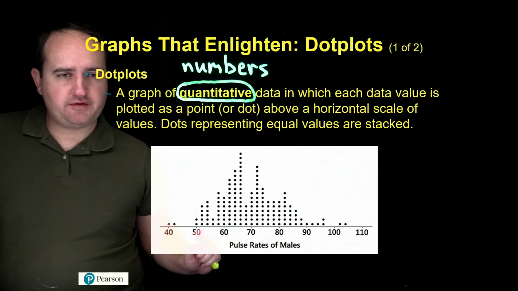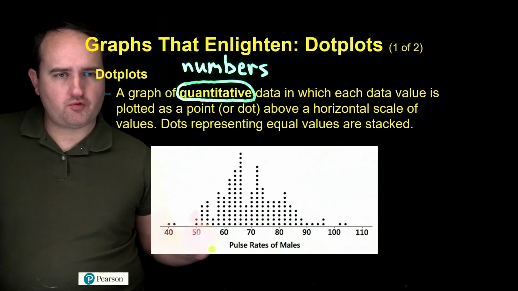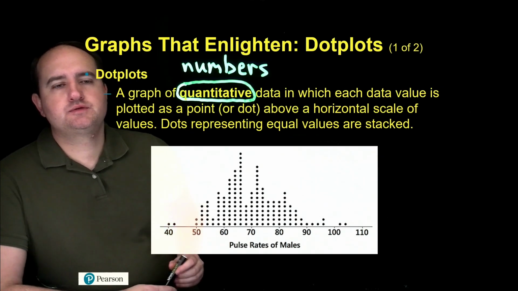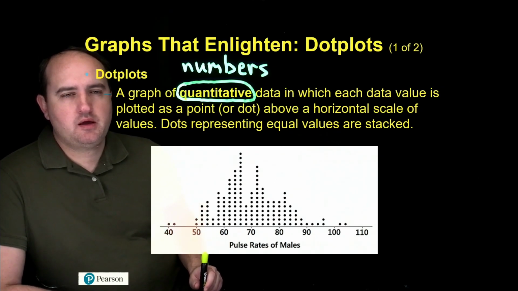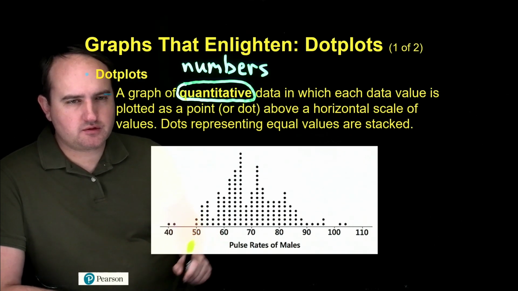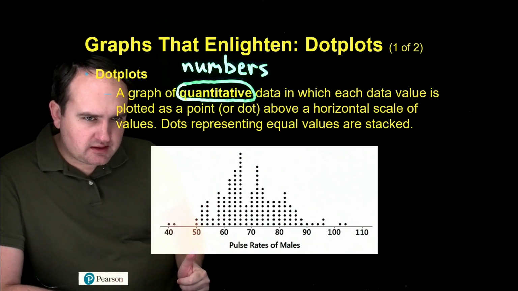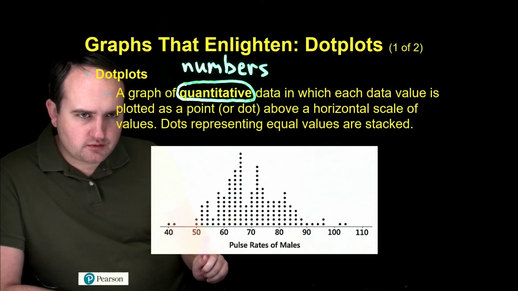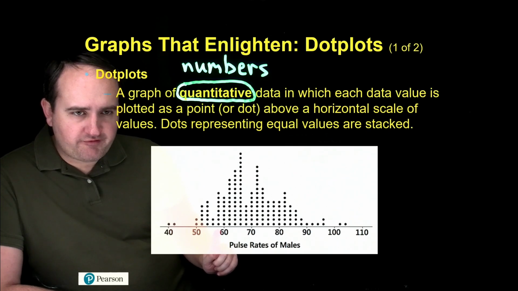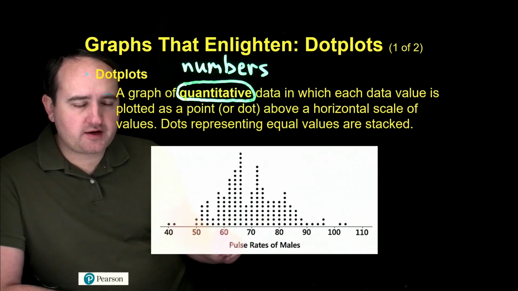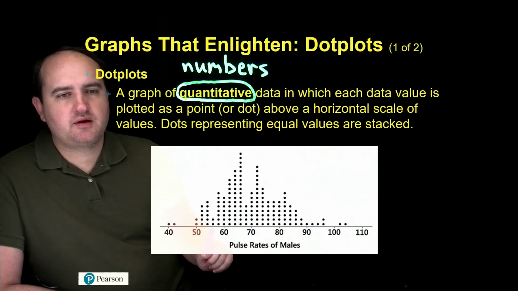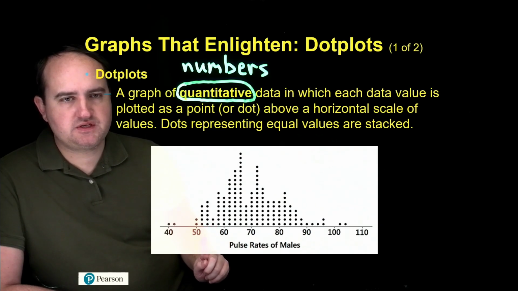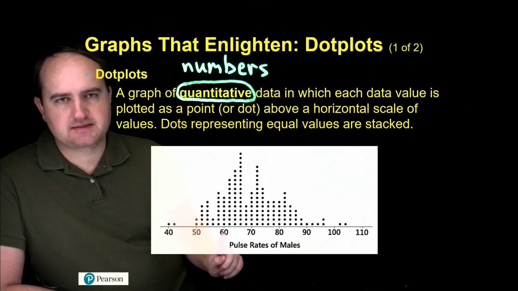And then just to the right of 50, we see 1, 2, 3, 4, 5 dots. So that means 5 of the people in this study had a pulse rate of about 52. And how do I get 52? Well, I can see that going from 50 to 60, there are a total of 1, 2, 3, 4, 5 columns before I get to 60, which means that they're counting in twos. So this is going to be 50, 52, 54, 56, 58, and then we're at 60.